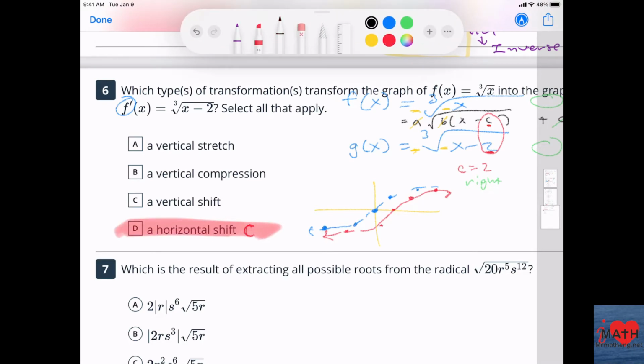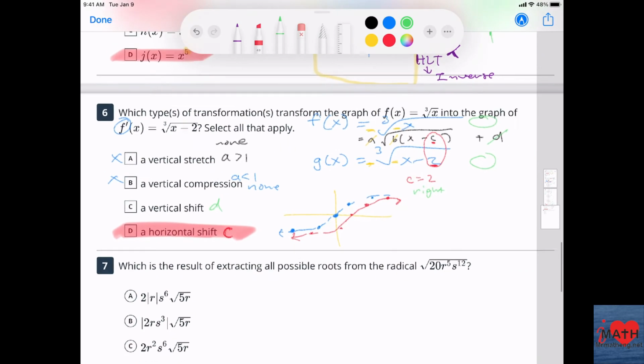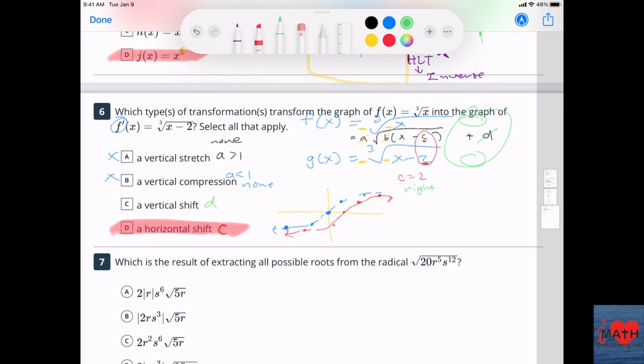Okay, why are these other ones wrong? A vertical stretch is an a value that is greater than 1, but we had none. Okay, so vertical compression would be an a value that's less than 1, but there was no a value. So it can't be a, can't be b, and then the last one, a vertical shift would have been a d value on the outside in green there with a circle over here on the far right, but we had none. So the answer is just 6D.